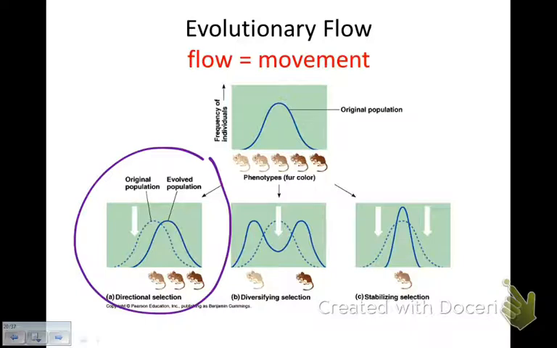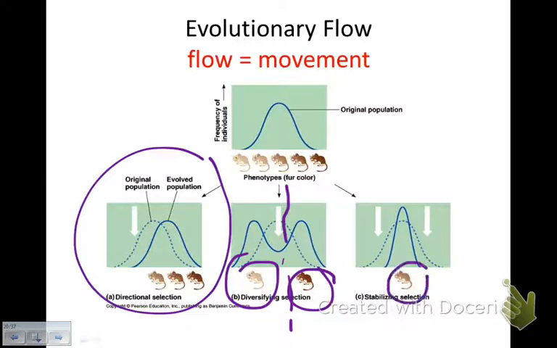Okay, with diversifying selection, here's your original one. For some reason, the light ones are surviving and the dark ones are surviving, but those ones right in the middle are not surviving. So nature is selecting against the organisms right in the middle. My example was fleas. There are fleas that live in the sand, and then there are dark fleas that live in your backyard and on your dogs and stuff. But there's no medium colored. So the medium colored ones are getting selected against.